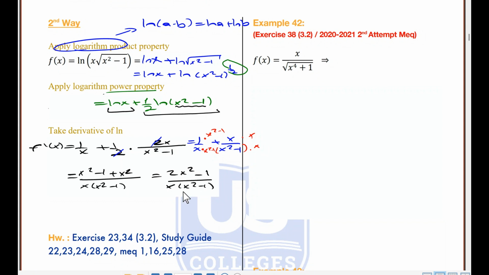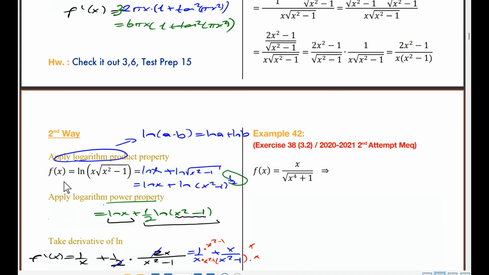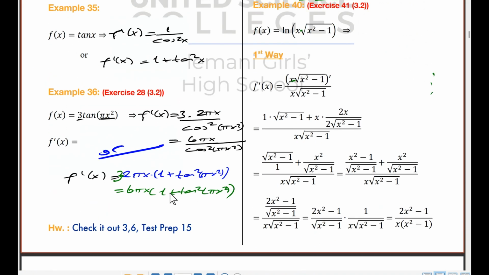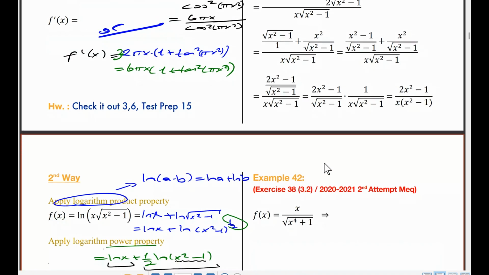So I got my answer. This method for me is much easier than the other method, so it's up to you.